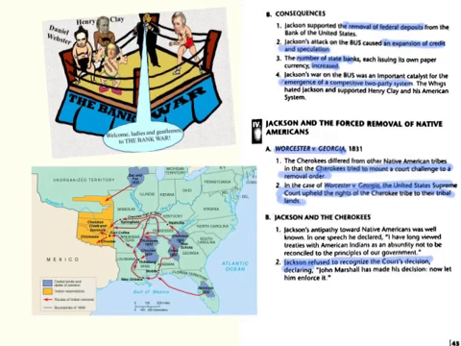Well, this doesn't sit very well with Jackson. As you recall, not very good relations or a good view of Native Americans. He refuses to recognize the court's decision, declaring, going back to the Marshall Court, John Marshall has made his decision, now let him enforce it. So he's going to basically ignore this court decision and move these guys off of their lands to the western portion.